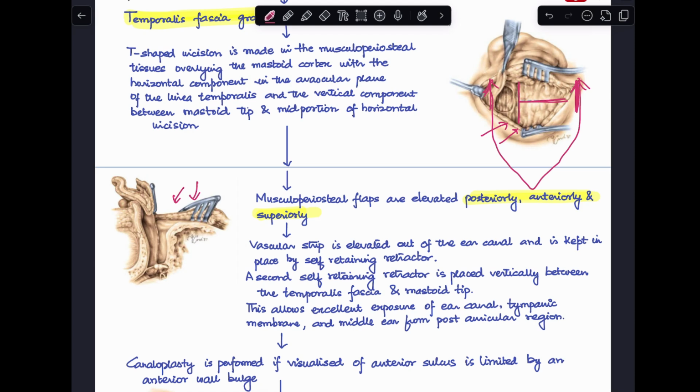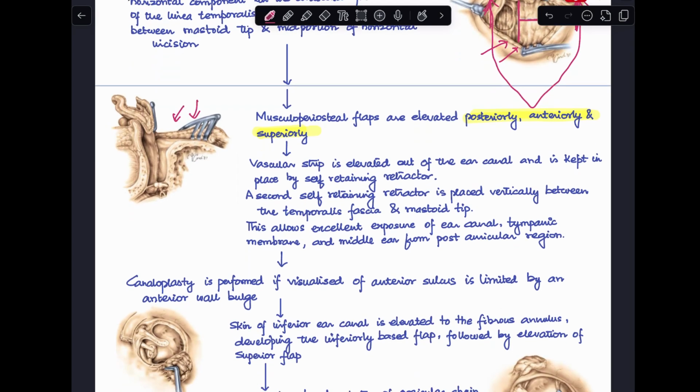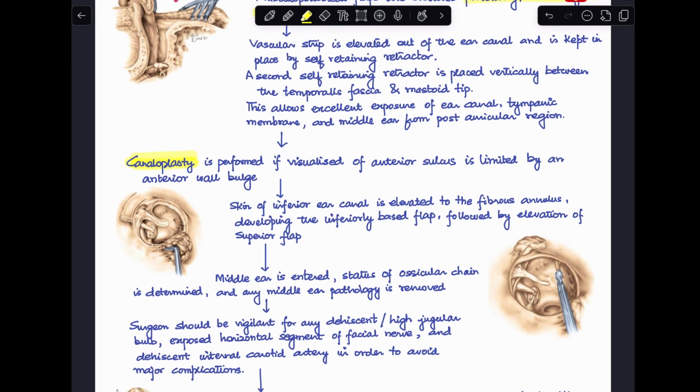This will allow an excellent exposure of the ear canal, the tympanic membrane, and the middle ear from the postauricular region. If you see that the anterior sulcus visualization is very limited by an anterior wall bulge, in that case you have to perform a canaloplasty. But otherwise, the next step is the skin of the inferior ear canal is elevated, as you can see in the image on the left. It is elevated to the fibrous annulus, developing an inferiorly based flap, followed by elevation of a superior flap.